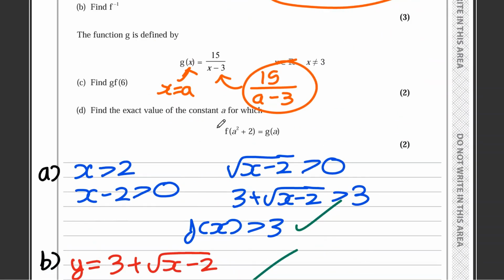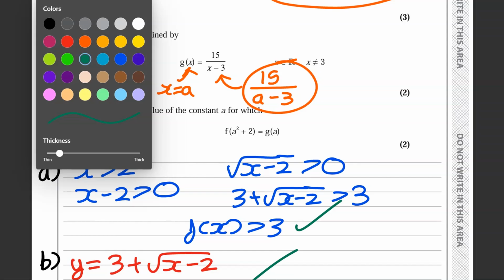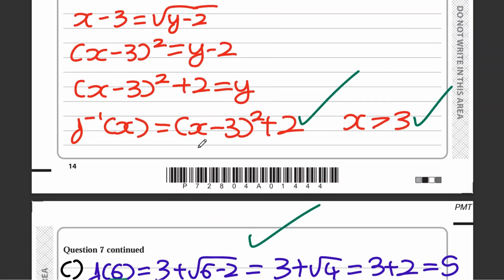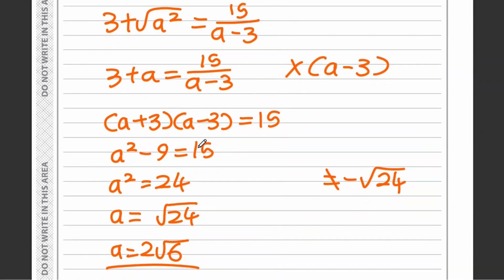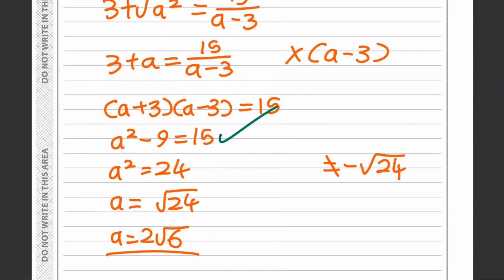This is the exact value of the constant a, for which f of a squared plus 2 is equal to g of a, where a is equal to 2 root 6. To get the 2 marks here, you get the first mark for getting to this part here, and then you get the second mark for getting the answer.